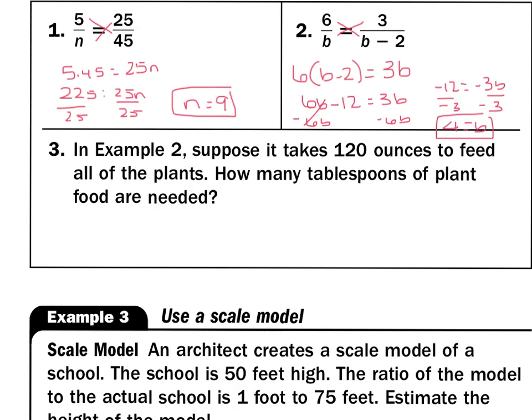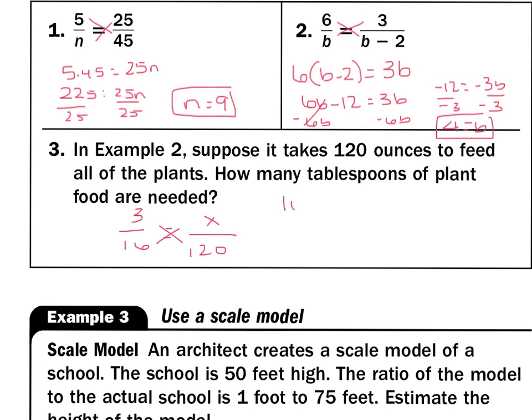And then in number 3, we're going to go back to example 2, and it says, suppose it takes 120 ounces to feed all the plants. How many tablespoons of food are needed? So we need to take that same beginning ratio that we had, which was 3 over 16, and that was tablespoons of plant food over ounces of water. And then we're going to set that equal to x over 120, because again, the 16 ounces was the water and the 120 ounces is the water. And then we'll use cross products to solve that one.